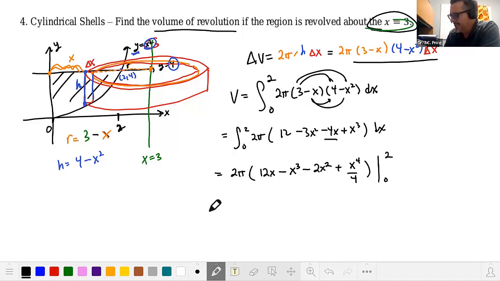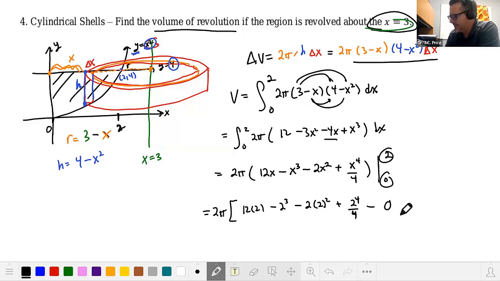And now we just do what it says. So it's going to be 2 pi all times. And now we're going to plug in this 2 here. So I get 12 times 2 minus 2 cubed. And I'll go kind of slow. So minus 2 times 2 squared plus 2 to the 4th over 4. And then minus, now notice what happens when you plug in 0. Everything is just 0. And so it looks basically like that.